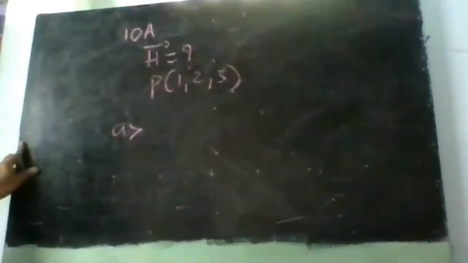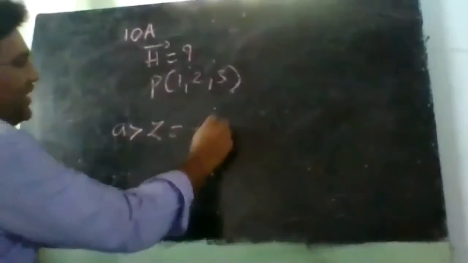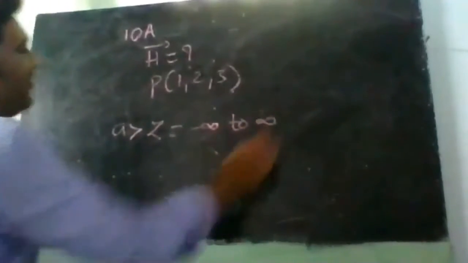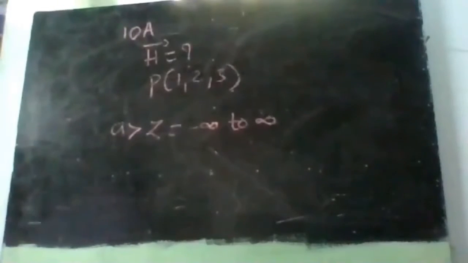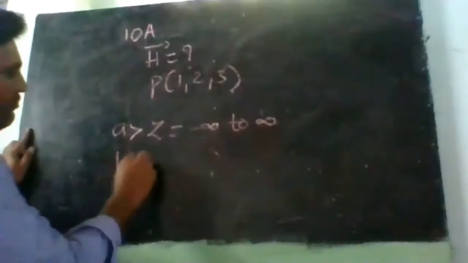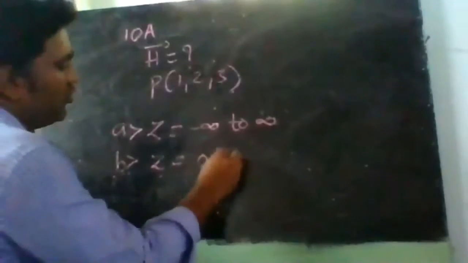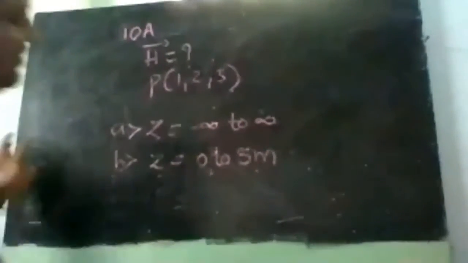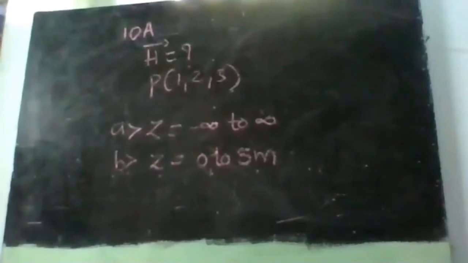if the filament extends from A, z is equal to minus infinity to infinity. B, z is equal to 0 to 5 meters.